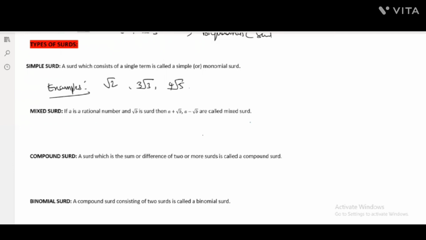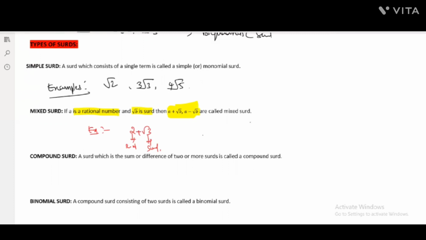Next comes the mixed surd. In a mixed surd, one number should be a rational number and another should be a surd. The combination of these two is called a mixed surd. For example, 2 plus root 3. Here 2 is a rational number and root 3 is a simple surd. The combination of a rational number and a surd is called a mixed surd. The general form of a mixed surd is a plus root b and a minus root b.